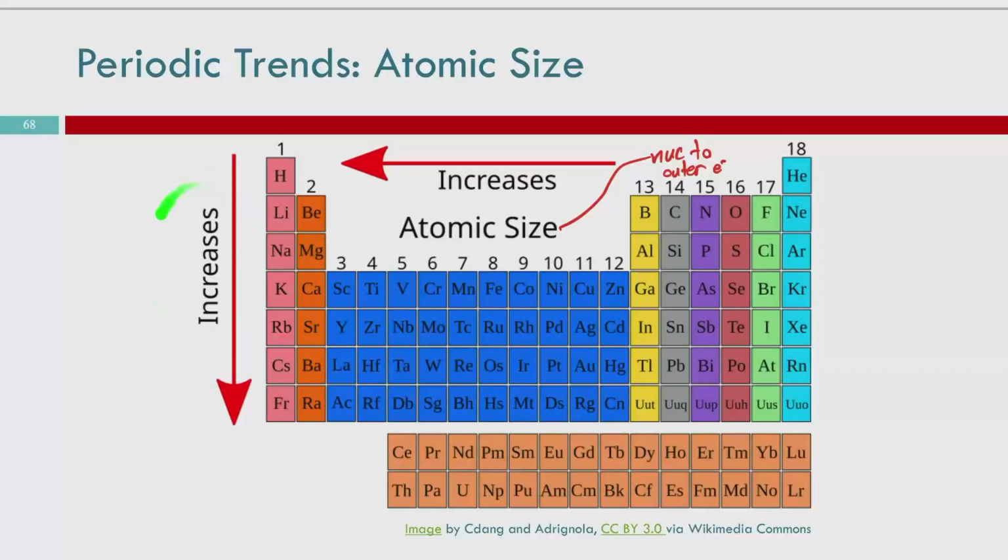And then the trend that does make sense, probably for most of us, is that it increases as we move top to bottom. This is because we're adding on layers to our shell. If we think of the Bohr model, where we've got our nucleus in the center and we've got our rings around it, basically every row that we're moving down on the periodic table, we're adding another ring. So it makes sense that it would be getting bigger.